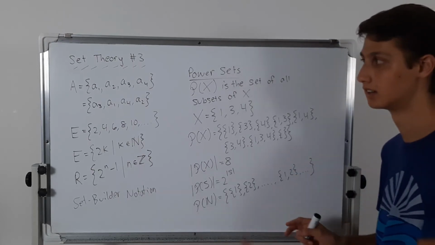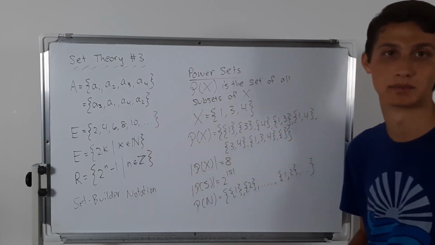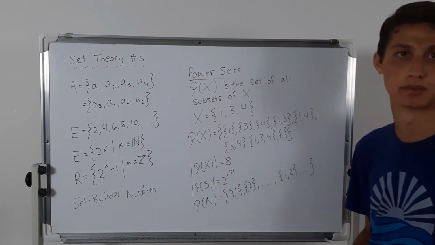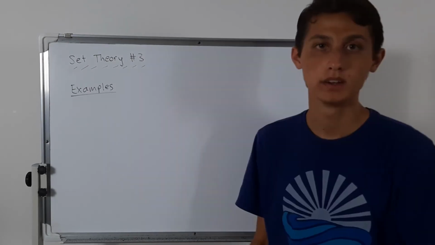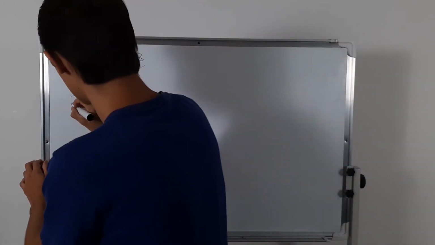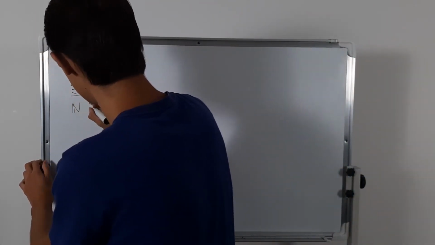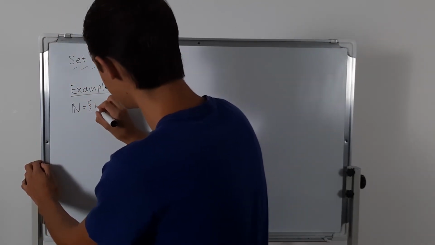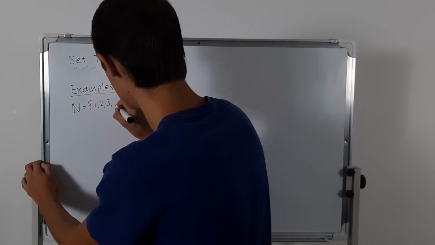I think you get the idea of set builder notation as well as power sets. So let's move on to some examples of some really important sets. The first example I want to talk about is one that I've already discussed. We have N, the set of natural numbers. So it definitely has 1, 2, 3, and so on.